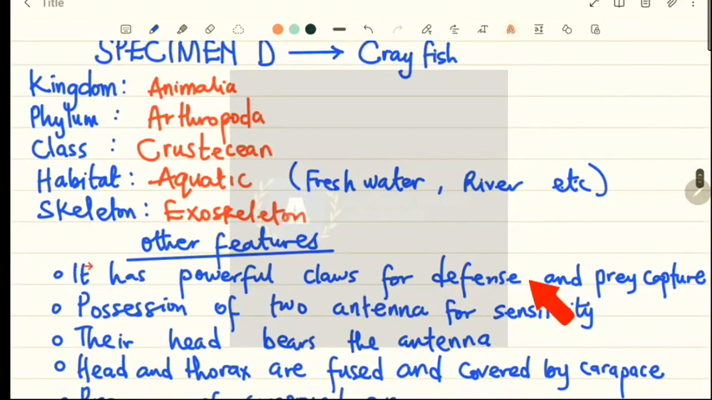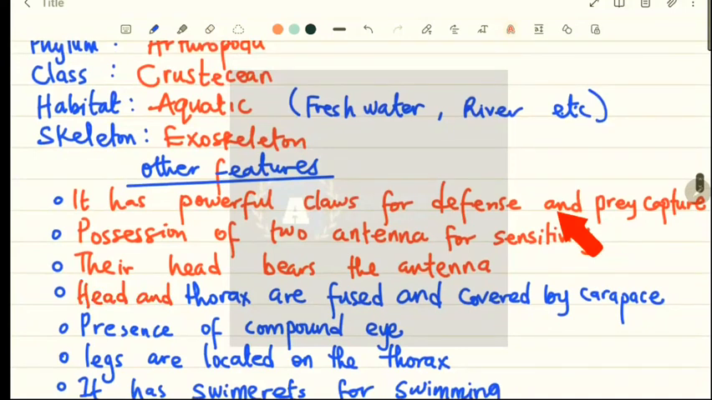What are other features you need to know about crayfish? It has powerful claws for defense and capture, and possesses 2 antennae for sensitivity. Their head bears antennae. Note that they have antennae, unlike specimen C that has no antenna. The head and thorax are fused and are covered by a carapace.